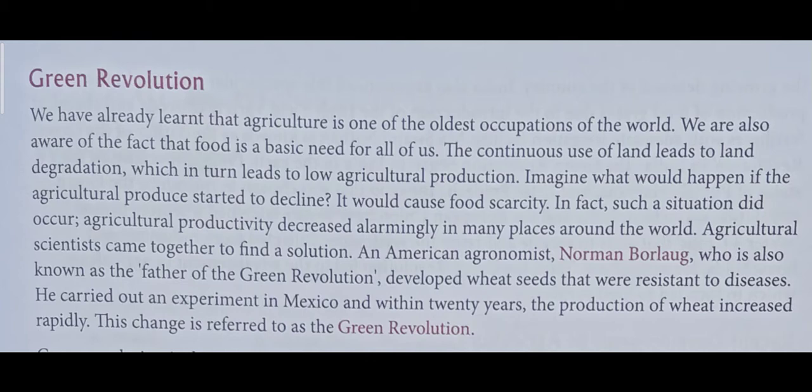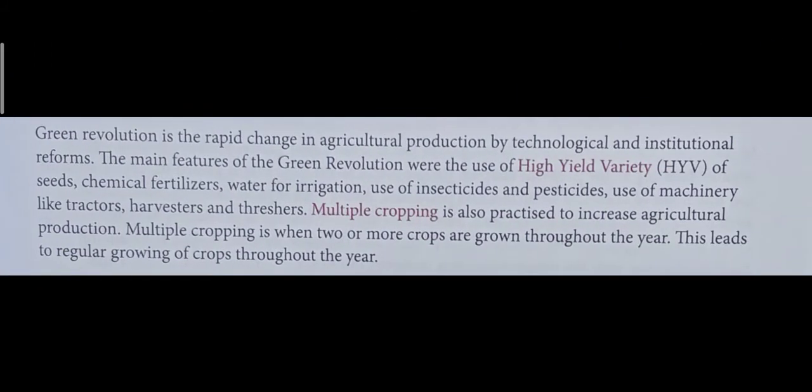Agricultural scientists came together to find a solution, and an American agronomist, what is the name of the person, is Norman Borlaug, who is also known as the father of the Green Revolution. He developed wheat seeds that were resistant to diseases. He carried out an experiment in Mexico, and within 20 years, the production of wheat increased rapidly. This change is referred to as the Green Revolution. The Green Revolution is the rapid change in agricultural production by technological and institutional reform.